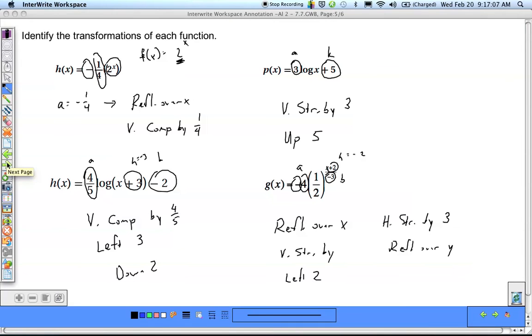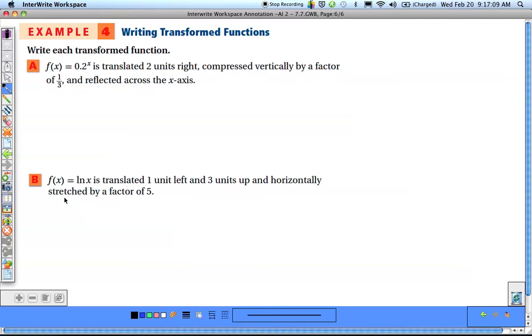All right, the last thing we're going to take a look at is going through and actually writing out the transformed function. Well, it's just about being able to name the a, b, h, and k, and throwing those into our actual function.